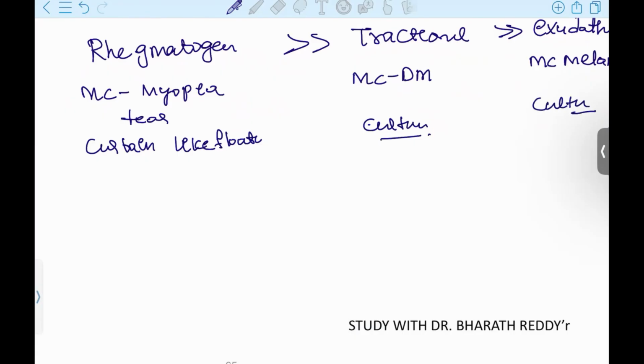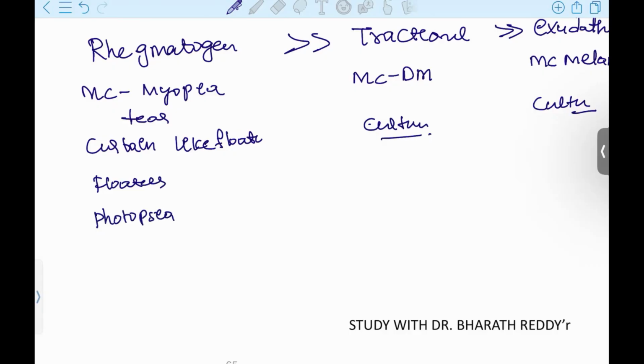But what makes the difference of the rhegmatogenous? So they will also be showing the floaters. Along with that, photopsia is present in this patient. The other patients will not be having it.